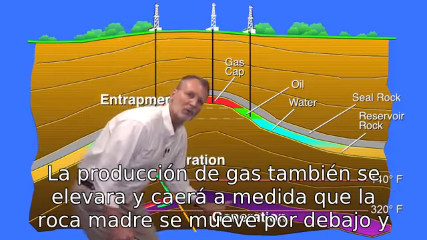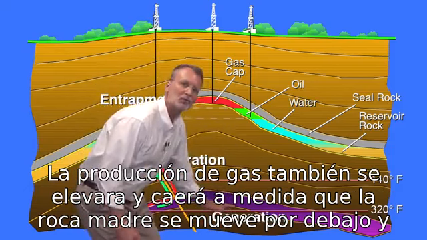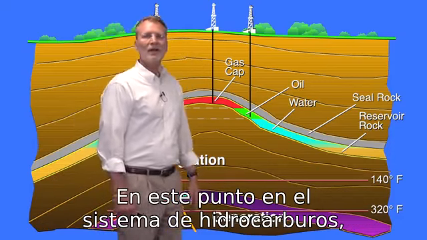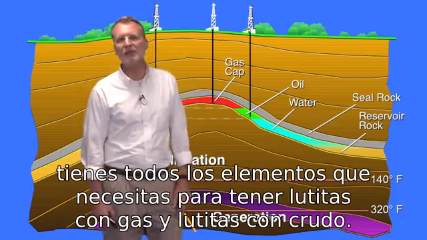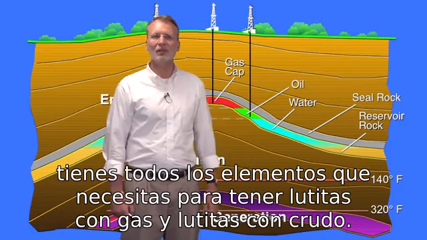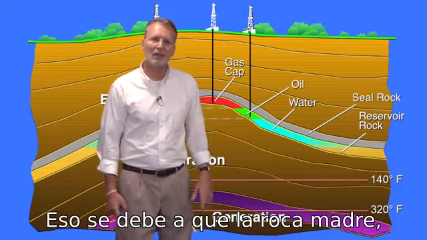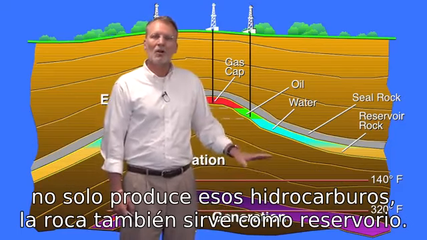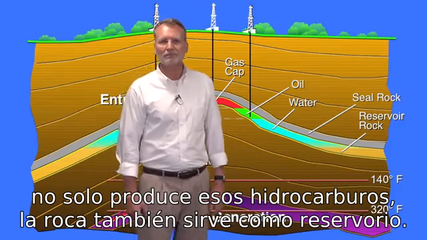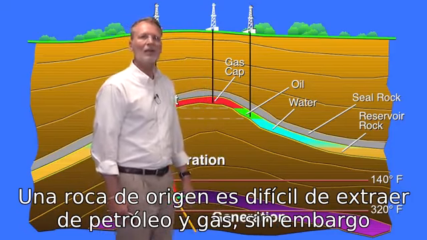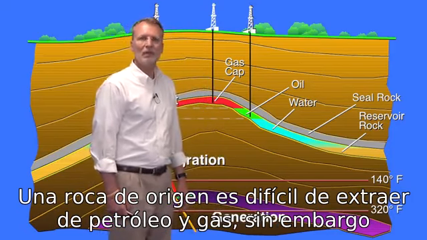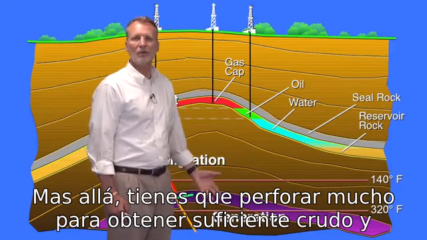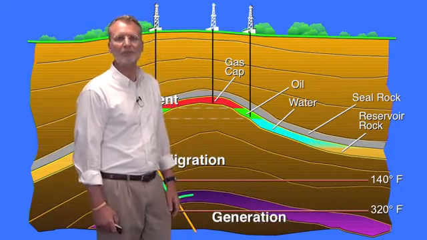Gas production will also rise and fall as the source rock moves below and back into or above the oil window. At this point in the hydrocarbon system, you have all the elements that you need for shale gas and shale oil. That's because the source rock not only produces these hydrocarbons, the rock also serves as their reservoir. A source rock is difficult to get oil and gas out of, however. Furthermore, you have to drill a lot of a source rock to get enough oil and gas out of it to cover your cost of drilling.